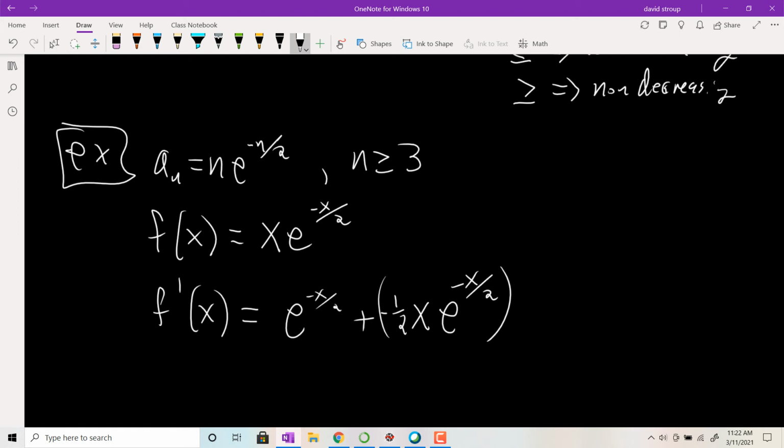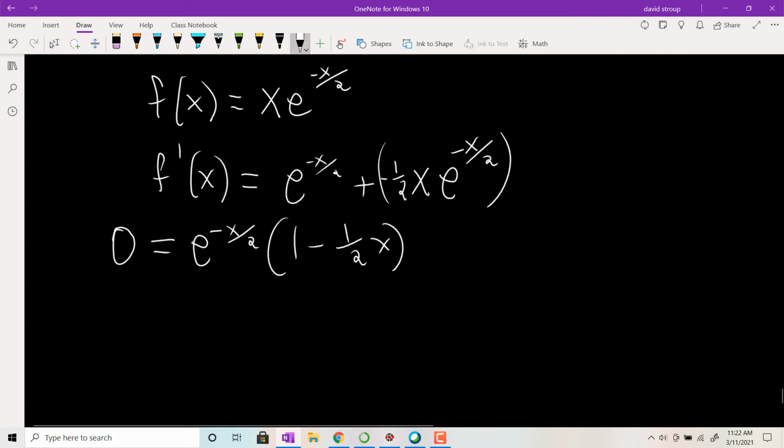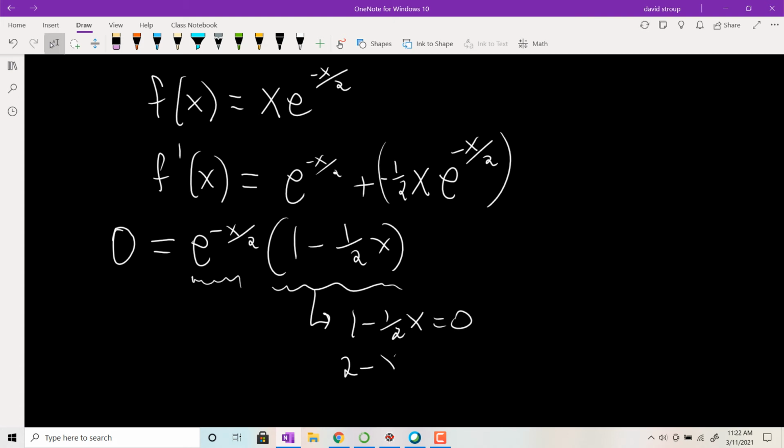Okay? So we find the critical point, set it equal to 0, factor this ugly thing. So factor out a negative e to the negative x over 2. We have 1 minus 1/2 x. This part will never be 0, but you could take this thing and solve for a critical point. 1 minus 1/2 x is 0. Multiply through by 2. 2 minus x is 0, so x is 2.